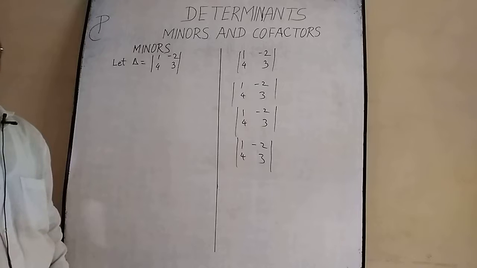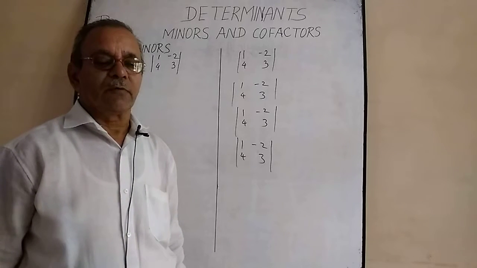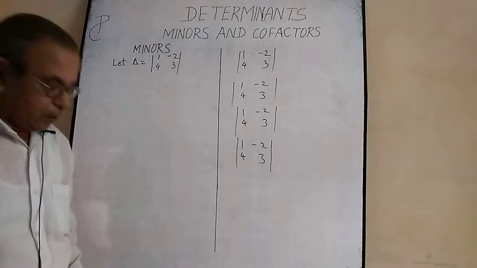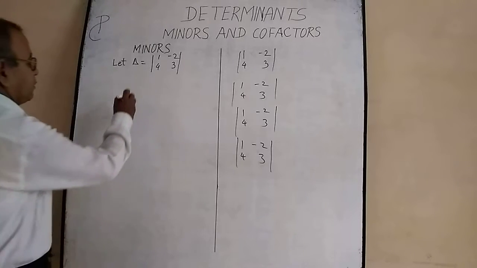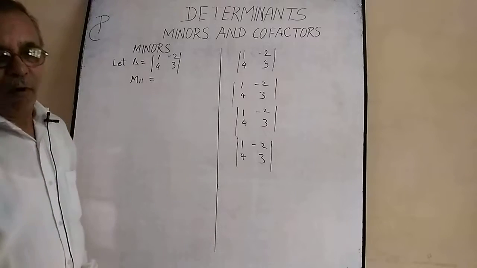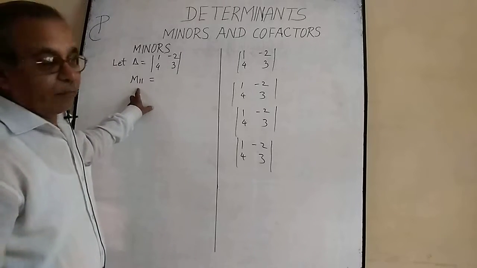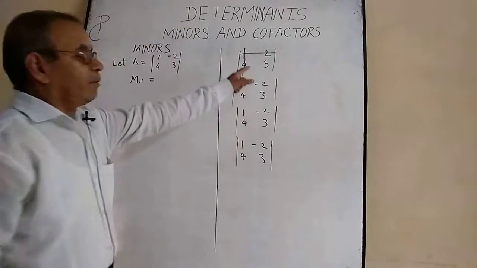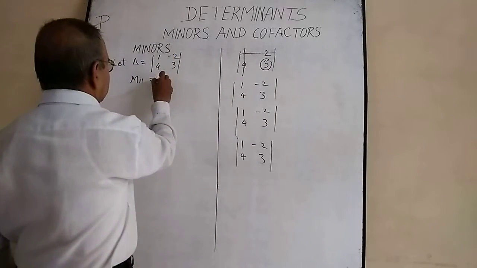First of all, we find the minors when there are 2 rows and 2 columns, where it's order 2 into 2. Now let's see how we can find these minors. A minor is represented in M11 form. 1-1 means first row and first column. This first row and first column I will take out, then the remaining element is 3. So I will write here 3.